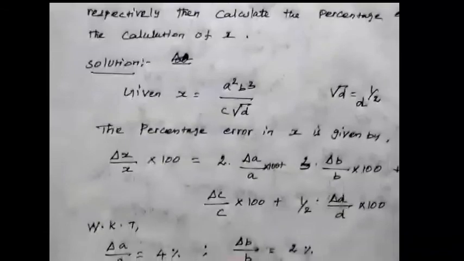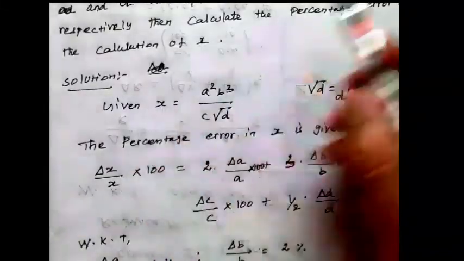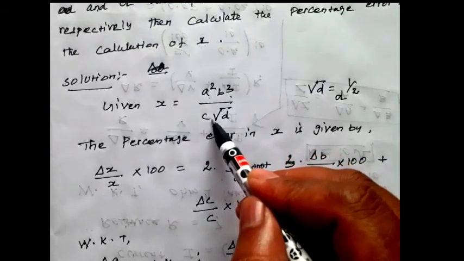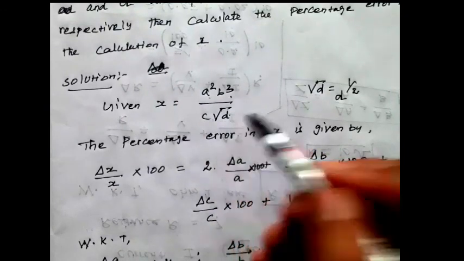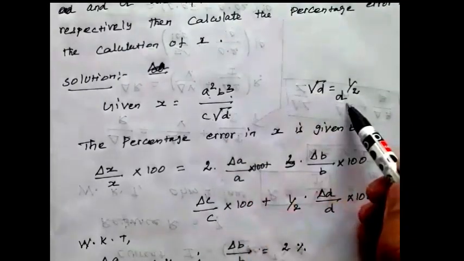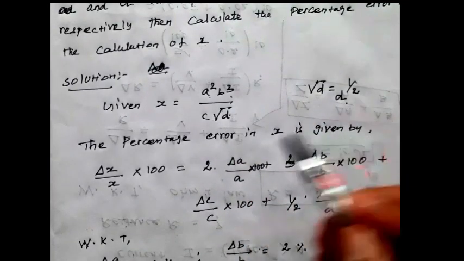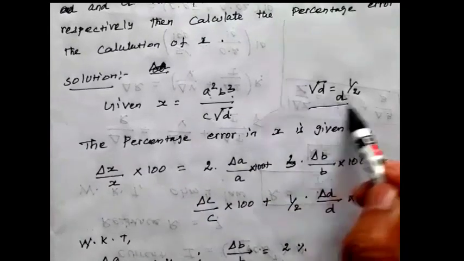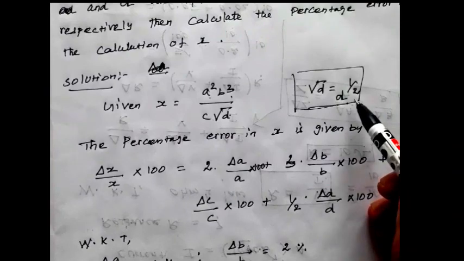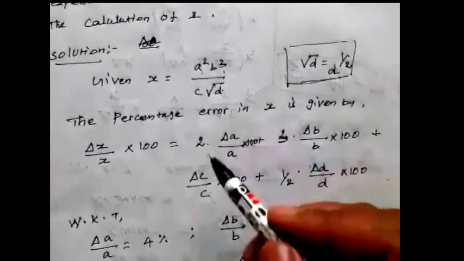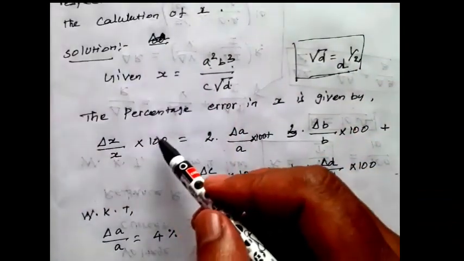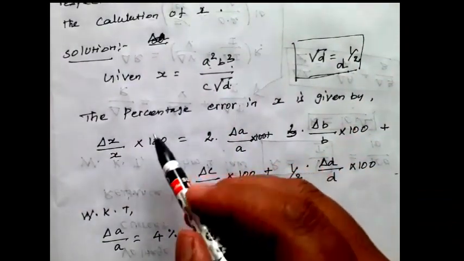Okay, see the solution of this problem. The given physical quantity x is a square b cube divided by c into square root of d. Here I rewrite the square root of d as d power 1 by 2. As you already know, square root of d will be equal to d power 1 by 2. We are using the general rule of power, that is, to find the maximum fractional error.